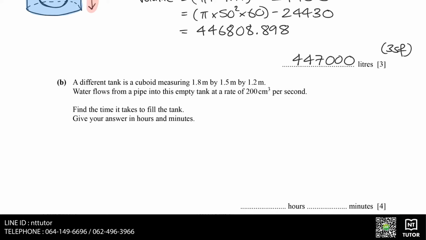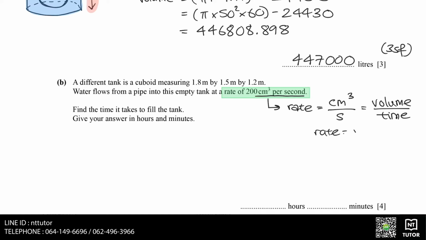The question says that the rate is 200 centimeters cubed per second. So the unit of the rate is centimeters cubed per second, which is a unit of volume and a unit of time. This means that the rate equals volume divided by time. And if we rearrange to make time the subject of the formula, time would equal volume divided by rate.